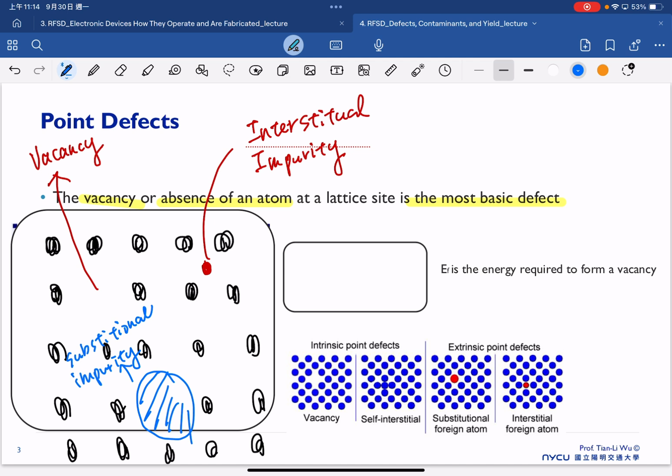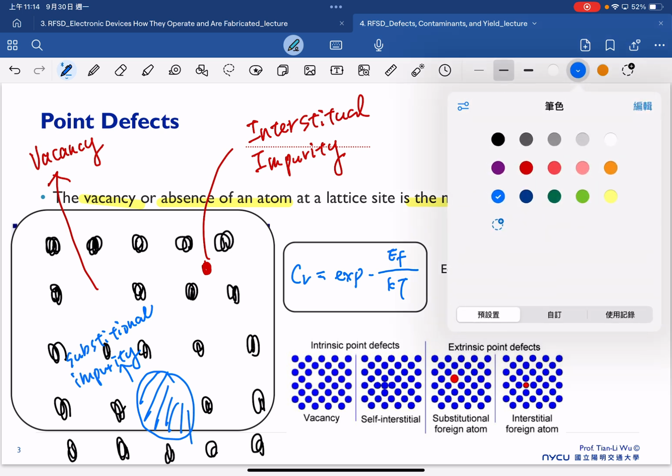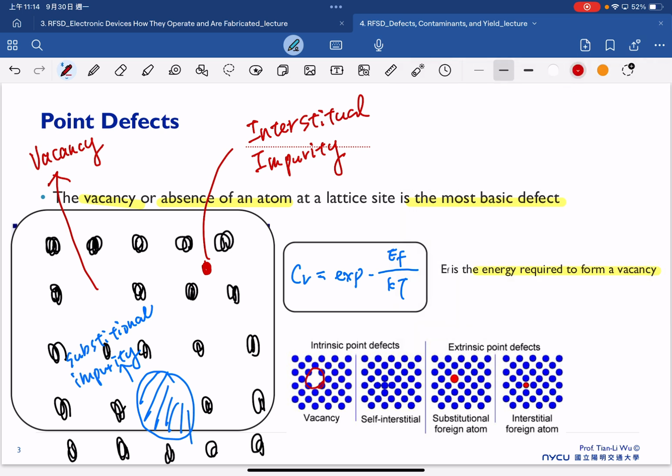And our concentration for the vacancy can be expressed as exponential minus EF over KT. The EF is the energy required to form a vacancy here. So here is some more detailed definition. We consider the intrinsic point defects: we have the one called the vacancy, and the one called the self-interstitial. And also we have the extrinsic point defects, and this one is called the substitutional, and also the right is interstitial. So this is just a definition for these defect types.